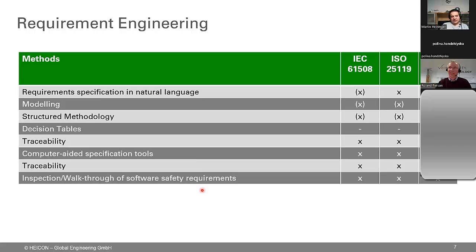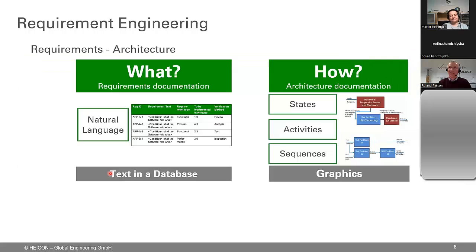Inspection and walkthroughs of software safety requirements have to be performed. I will tell you, on the example of architecture, what the difference is between inspection and walkthroughs. I just want to tell you they are both mentioned in all these standards, and there's a huge difference, and there are some learnings there. I will show you the difference in the architecture. But you have to do inspections and/or walkthroughs also for requirements in all the standards.